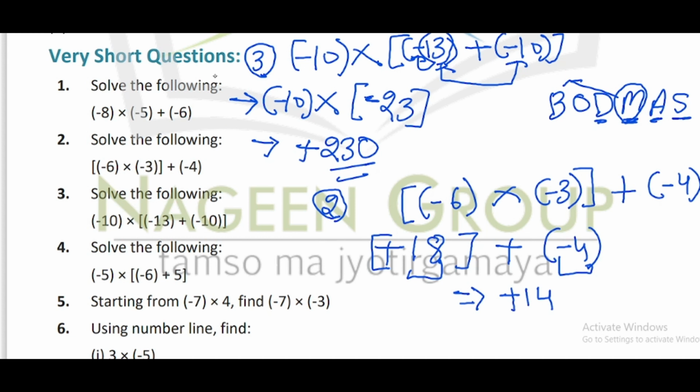Let's see how we solve. First we solve the bracket, minus 13 add with minus 10. Both integers have same sign. Then we add 13 plus 10, that is 23. And the 13 and 10, which one is greater? 13 is greater, then the symbol of 13 is minus, then the result has same sign, that is minus 23. Then we multiply minus 10 multiply with minus 23. First we multiply the symbols, that is minus into minus, that is plus. Then we multiply the numerals, that is 10 into 23, that is 230 is the right answer.